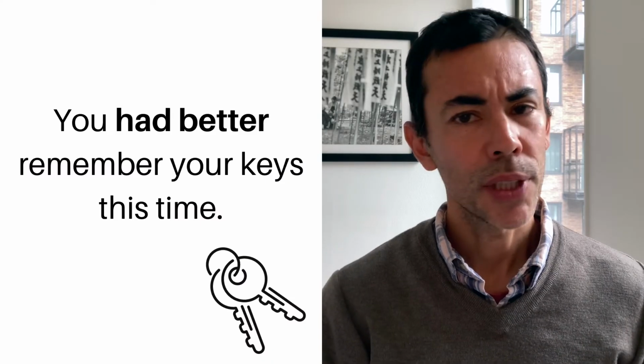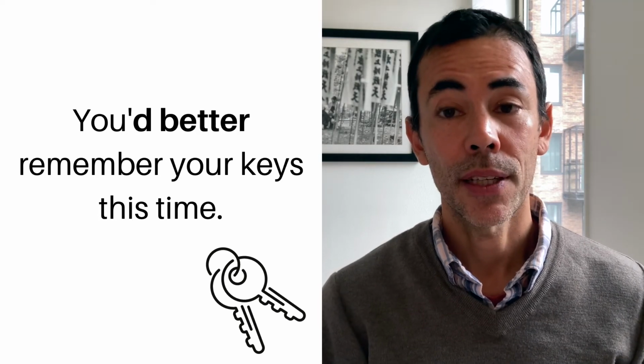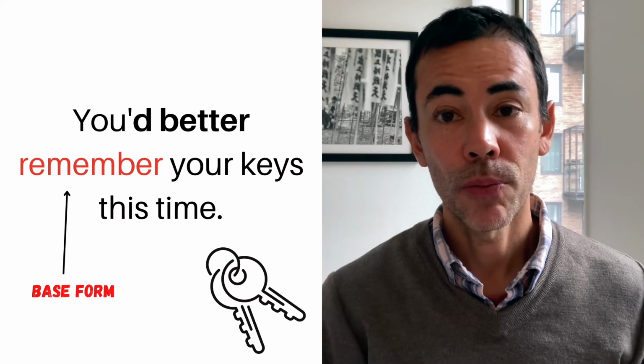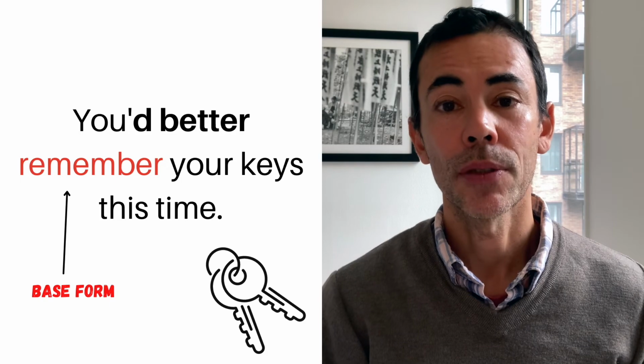Here's an example. You'd better remember your keys this time. So the result of you not remembering your keys this time is that you won't be able to get back into your house. Bad result. Again, the simple form, the base form of the verb follows the modal or the semi-modal.